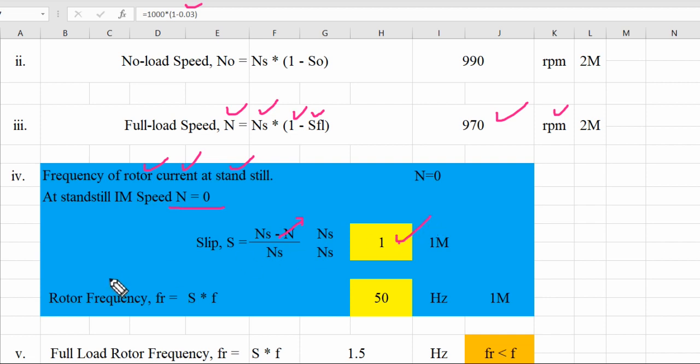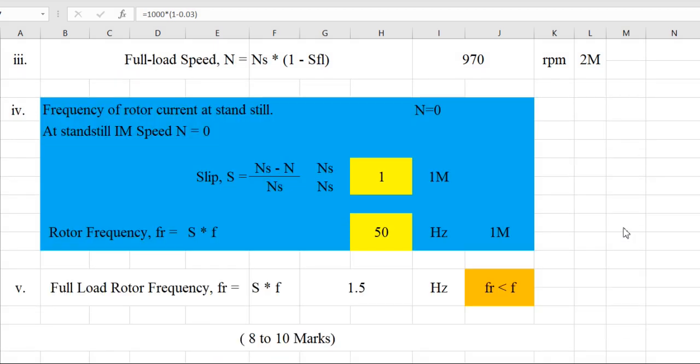Then the rotor frequency you want. Then Fr is equal to S into F. What is the supply frequency? 50 Hz. Then 1 into 50 is how much? 50 Hz. Then what you have to evaluate? The full load frequency of the rotor.